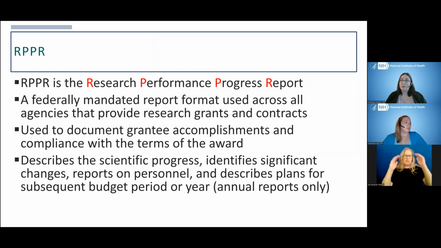Next is your progress report. So you got your funding, you've gone through most of a year of your research project, and now it's time to submit your research performance progress report. It's federally mandated. It's a format used across all agencies that provide research grants. It's used to document your accomplishments and compliance with the terms of the award, and then describe the scientific progress, identify significant changes, report on personnel, and describe the plan for subsequent budget periods or years. Annual reports.